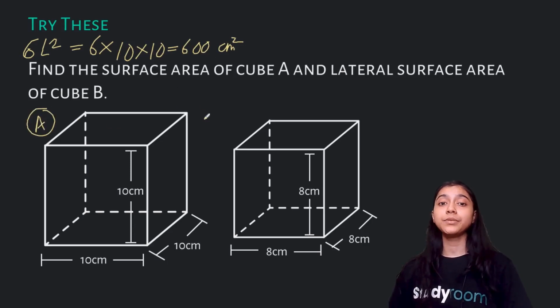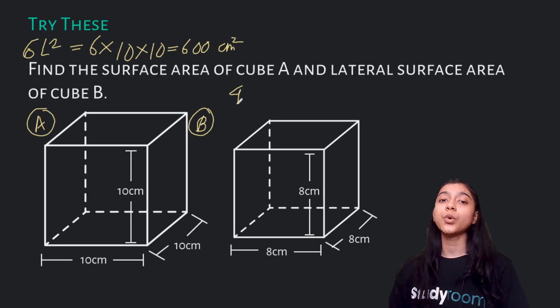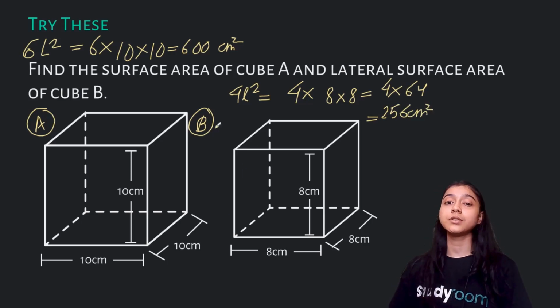Now coming to the next problem, that is cube B. In this cube B, we have to calculate the lateral surface area. The formula for lateral surface area was 4 times L square, where L is the length of each edge of the cube. So we have 4 multiplied by the length of each edge of the cube, which is 8. So we have 8 multiplied by 8. So this gives us 4 multiplied by 8 times 8, which is 64. So here ultimately we have 256 centimeter square as the lateral surface area of this cube B.